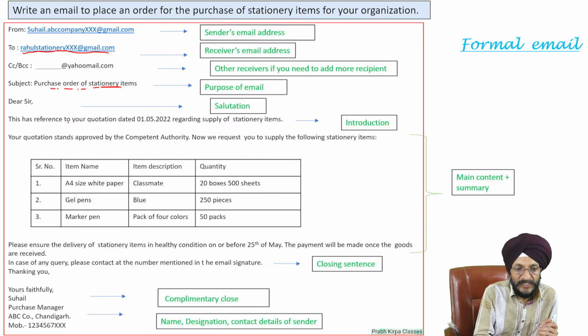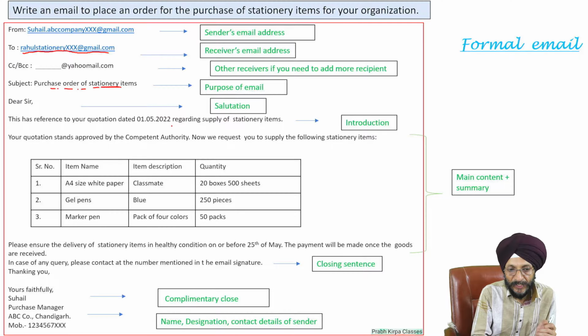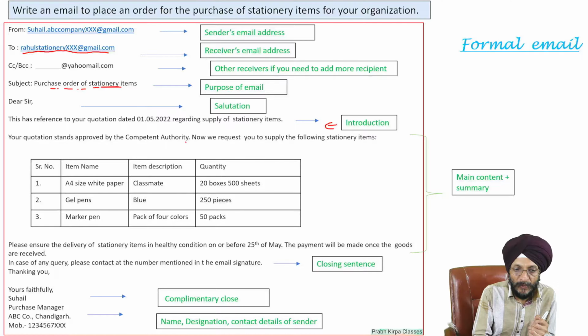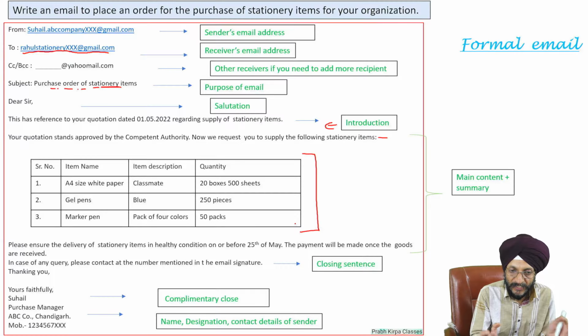Here we have written, this has reference to your quotation dated 1st May 2022 regarding the supply of stationery items. This is the introduction. Your quotation stands approved by the competent authority. Now we request you to supply the following stationery items. Here you mention the quantity, item name, description of the item and the quantity required by you.